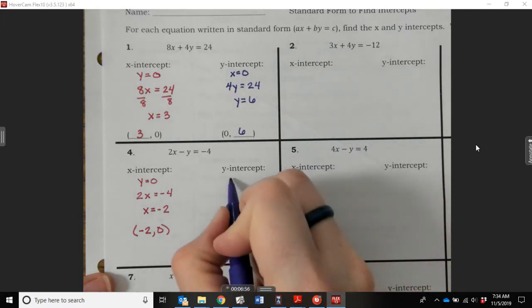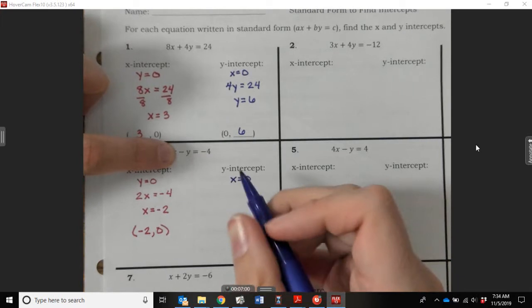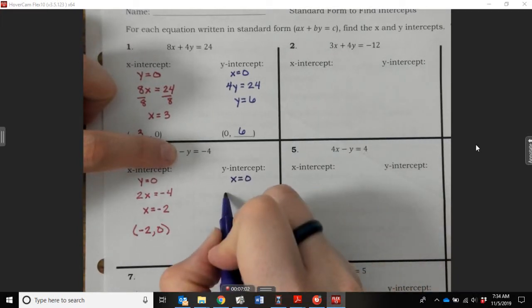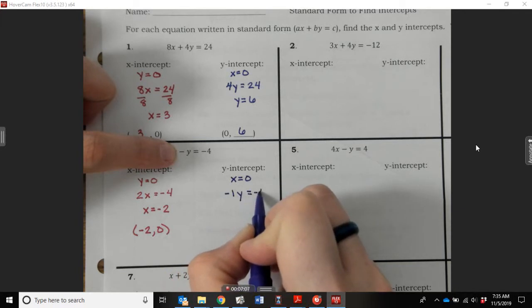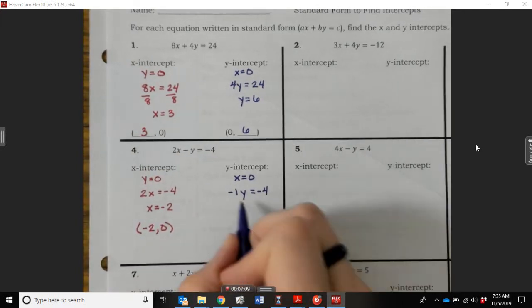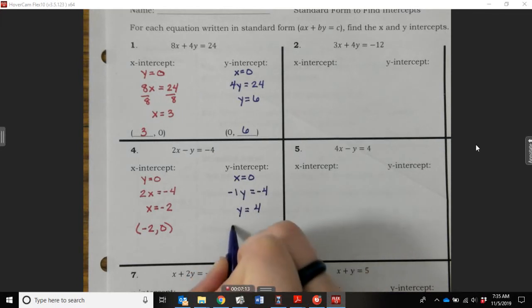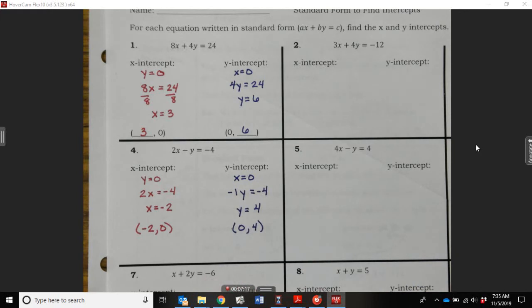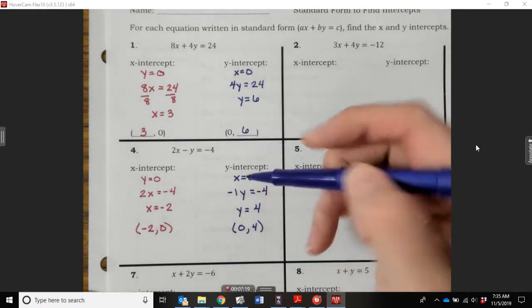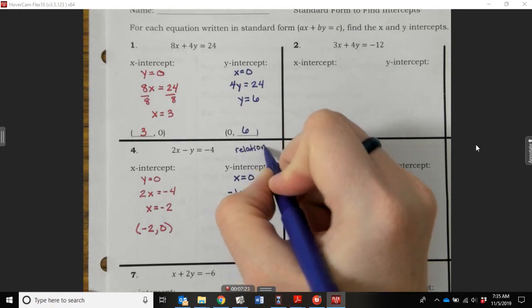My y-intercept means that x is 0. So if I cover up the x, I still want to include that sign there. I have a negative, and really it's a negative 1y equals negative 4. And then we divide both sides by negative 1, and 2 negatives divide and give you a positive. So my ordered pair is (0, 4). And just a reminder that you can type all of these onto a graph page as a relation, and you can check your answers.